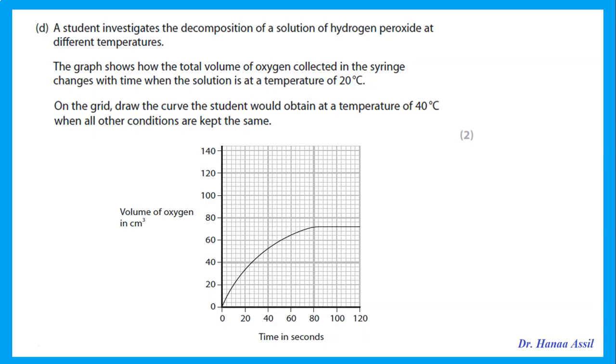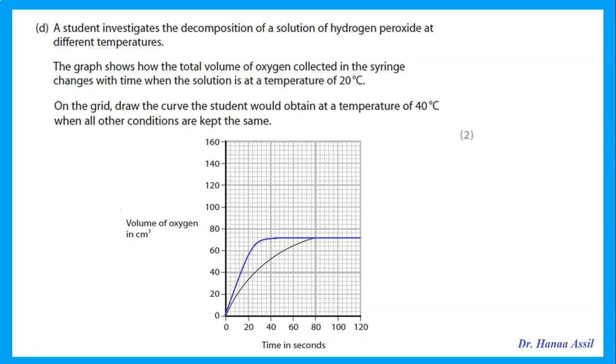What about the final volume of oxygen? Well, if we're using the same amount of hydrogen peroxide, then the same volume of oxygen should be obtained at the end. So we don't go up more, we don't get more oxygen, because the amount of oxygen depends on the amount of hydrogen peroxide. So we're told that all other conditions are the same. All they did was increase the temperature, and that means the reaction is just faster, a steeper curve, but the same final volume of oxygen.